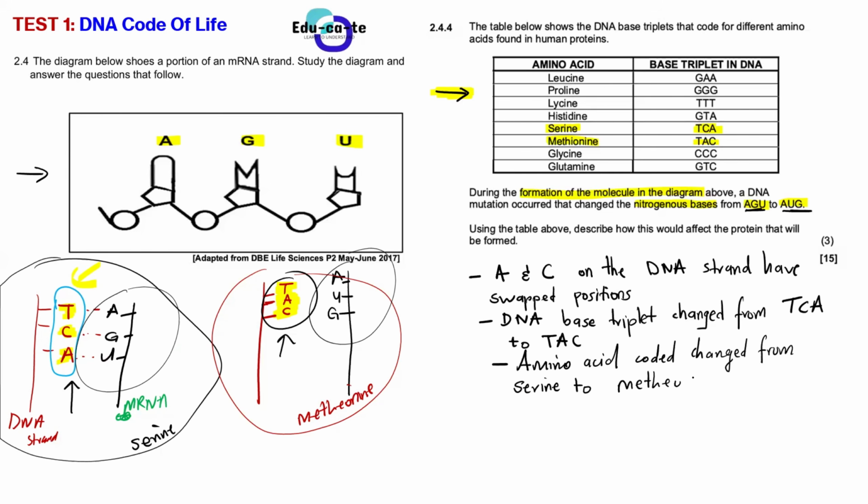Now, what is the effect on the protein that is formed from this? How is the protein affected by changing the amino acids? Will it be different or will it be the same? That's the question. Yes, it will be different because the amino acids changed. The building blocks have changed, so a different protein is formed.